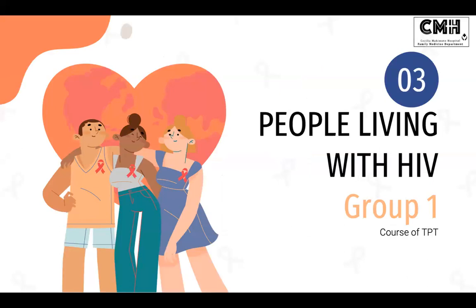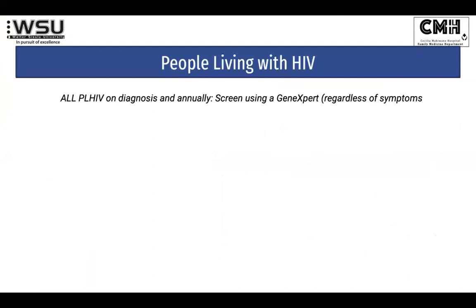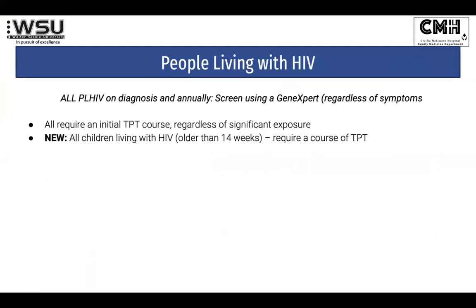So we're now going to go through each of the groups and see what we do for whom, and it gets a little bit fiddly because of the preparations. We're going to start off with people living with HIV. As I've said earlier, all people with HIV are going to have that GeneXpert done at baseline, and everybody over 14 weeks old is going to get a course of TPT. Depending on their age and weight is going to depend on how much that's going to be.